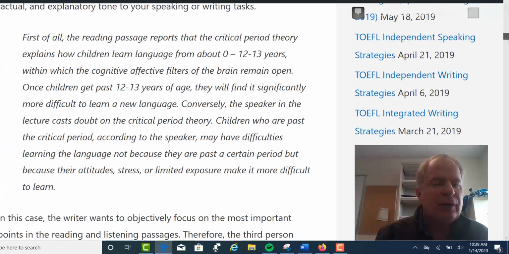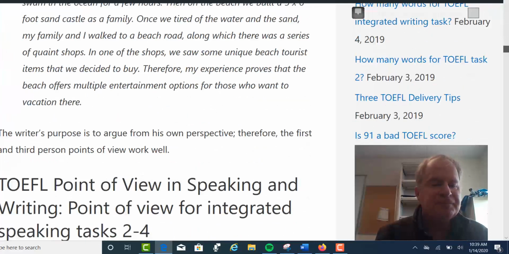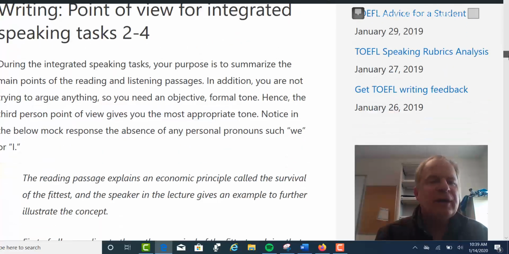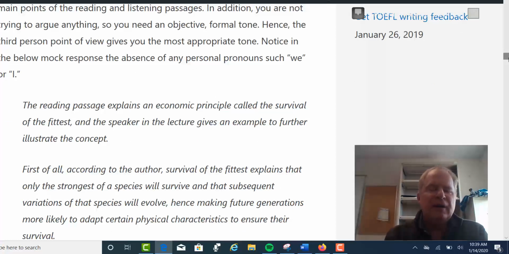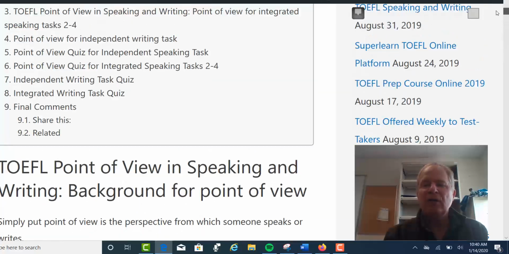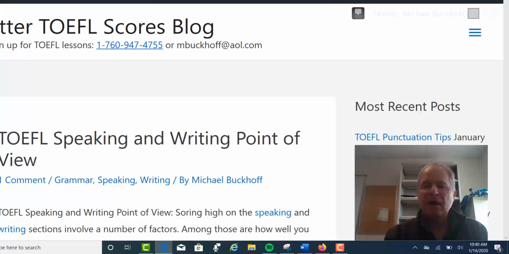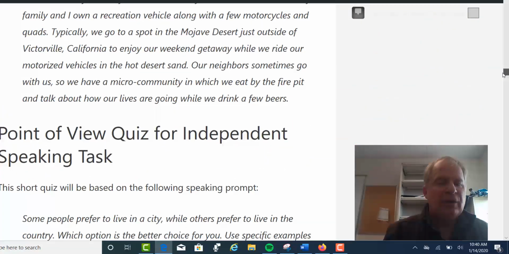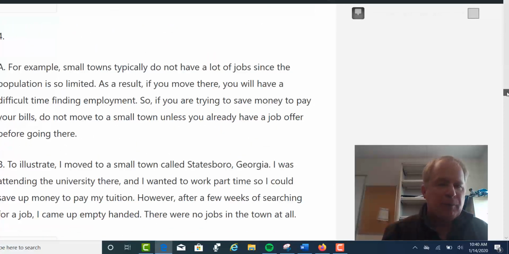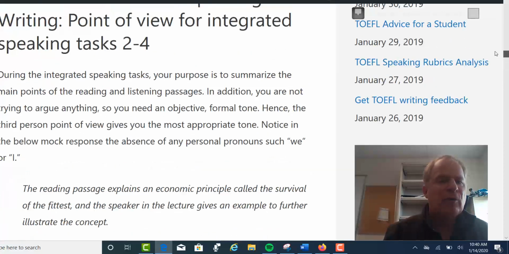Now let's contrast that with integrated speaking for a minute. And remember, you can get the more complete lesson by clicking on the link in this comment box, and that'll take you to the lesson that I wrote in January this year, on January 13th. Okay, so let's look at the integrated. In this case, the third person point of view is going to work very well.